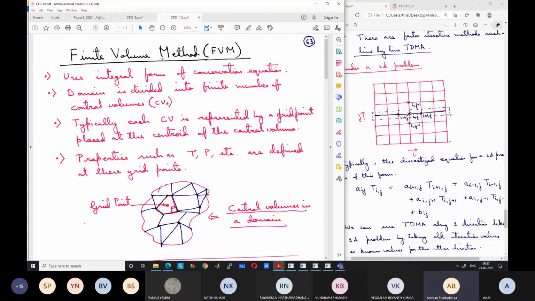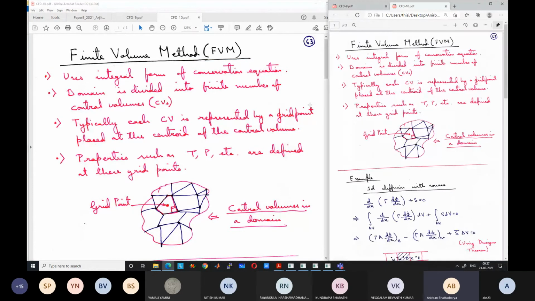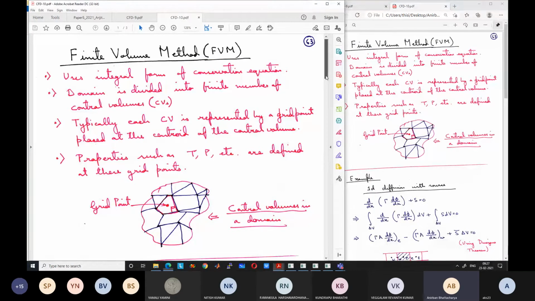So finite volume is the most popular method used in CFD problems. Okay, what is the finite volume method? This is also a method for discretizing the equation, similar to finite difference. Ultimately, after using this method also, you will get a set of linear algebraic equations which you need to solve using the techniques that we have already discussed.